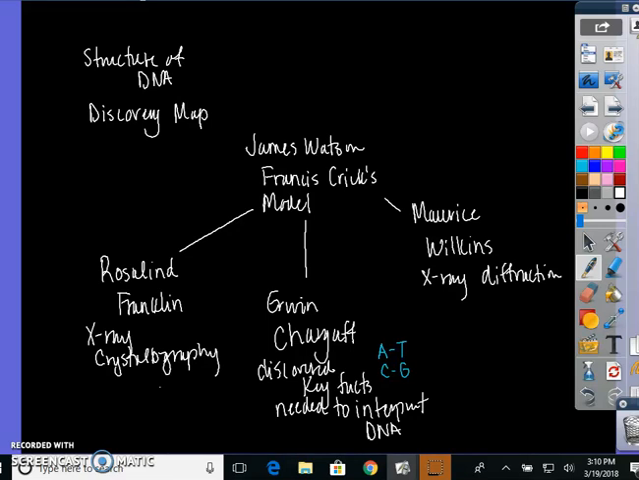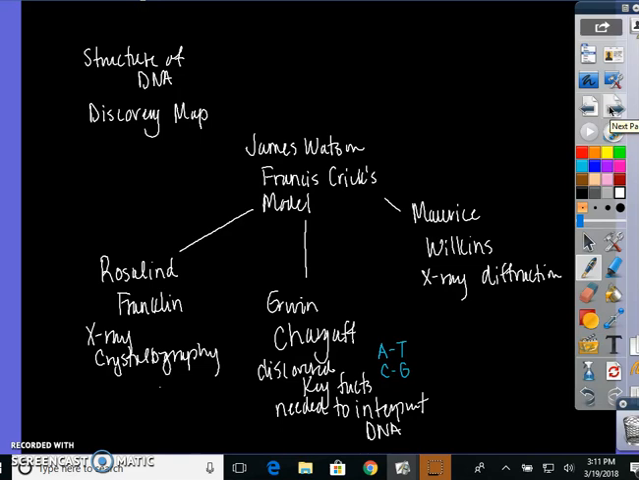Okay, so we just finished talking about some of the major contributors to the structure of DNA and its discovery. It was a crystal image produced by Rosalind Franklin in her X-ray crystallography that really gave us an image of what we were dealing with. It's a beautiful image of a double helix molecule. Now we're going to get into the chemistry of that in just a few minutes.